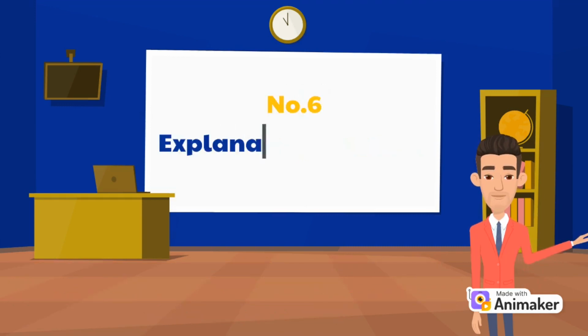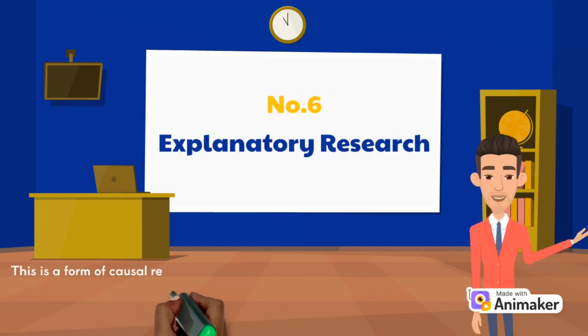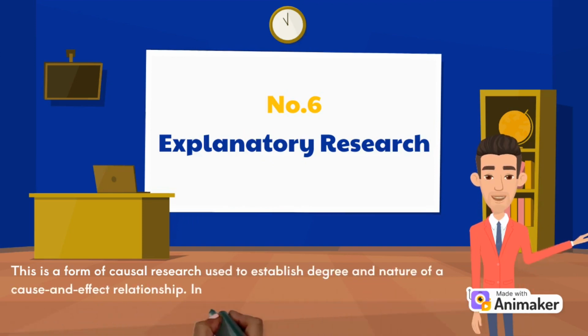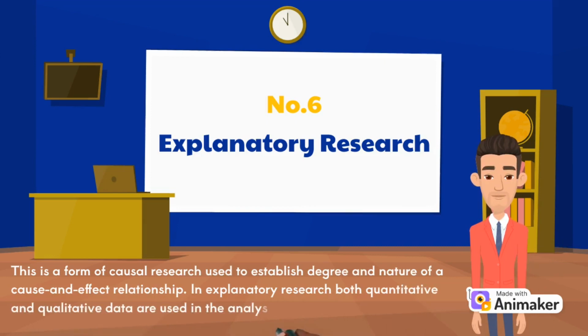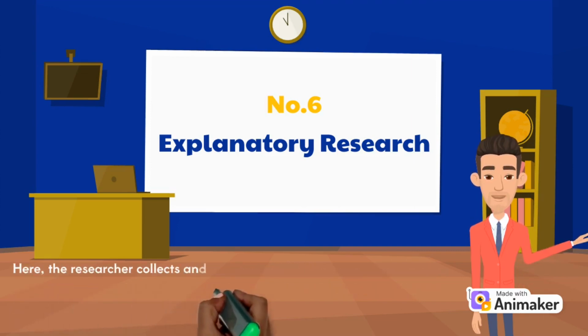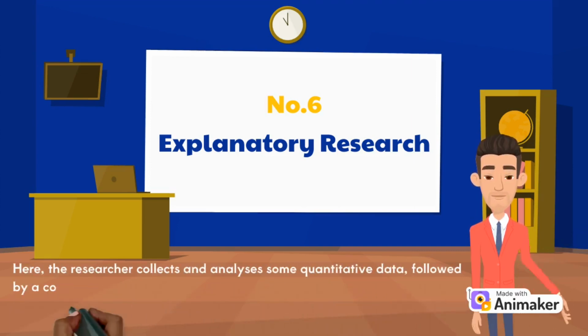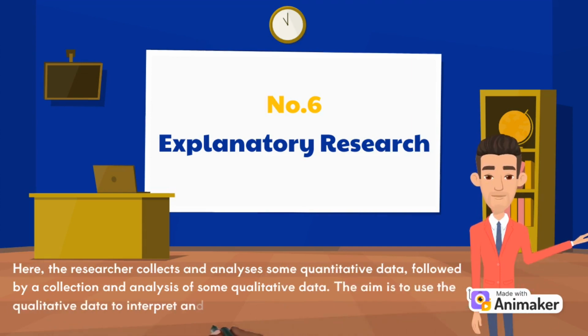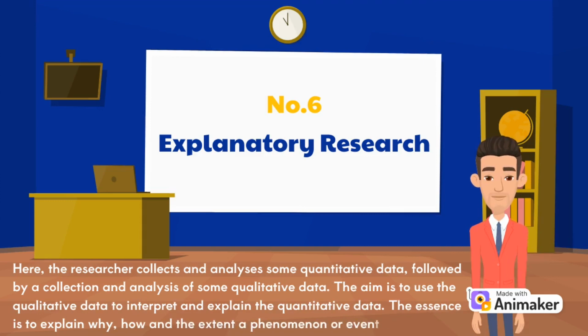Number 6. Explanatory research. This is a form of causal research used to establish the degree and nature of a cause and effect relationship. In explanatory research, both quantitative and qualitative data are used in the analysis. Here, the researcher collects and analyzes some quantitative data, followed by a collection and analysis of some qualitative data. The aim is to use the qualitative data to interpret and explain the quantitative data. The essence is to explain why, how and the extent of phenomena.